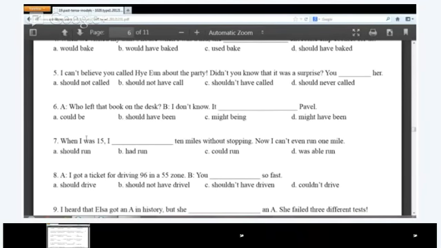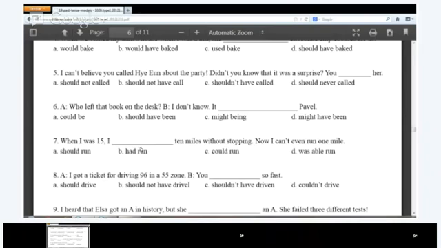Who left that book on the desk? I don't know. It might have been Pavel. Good. It might have been Pavel. Okay. Nice job. All right. And let's see. Numbers 7 and 8 go to Gabriel.